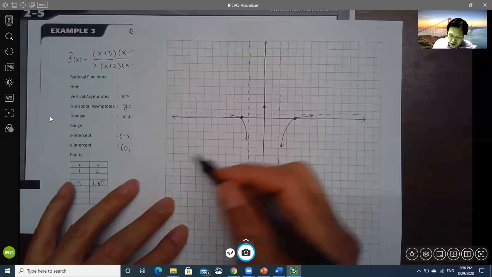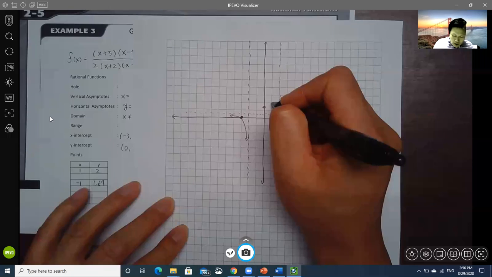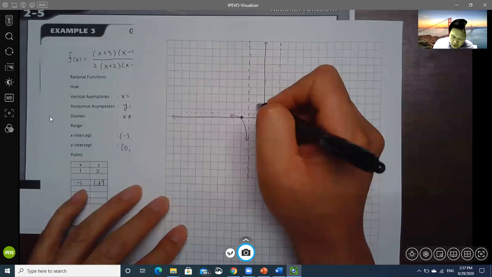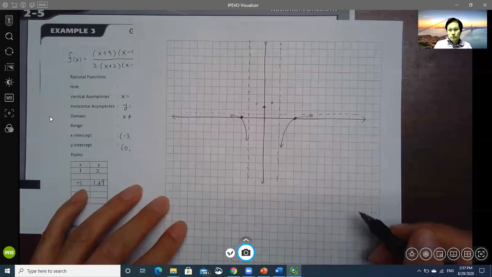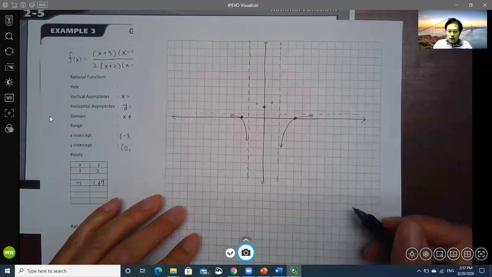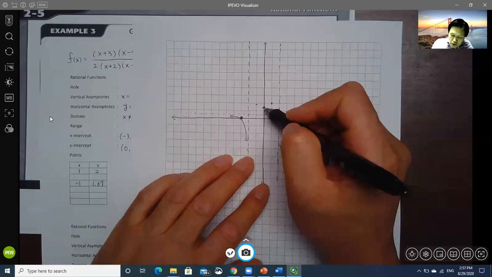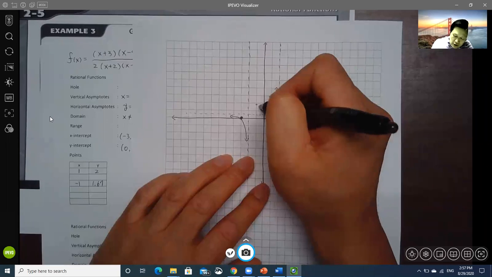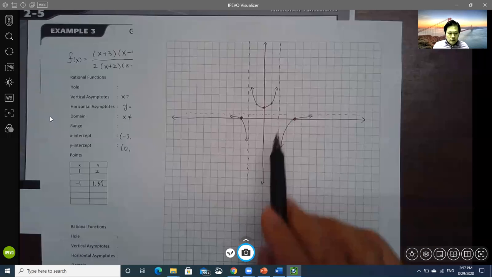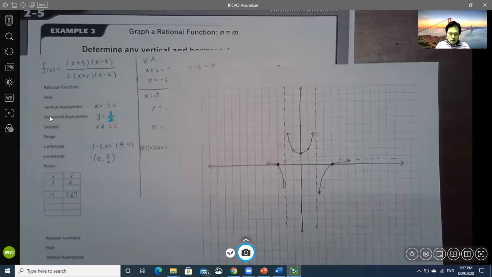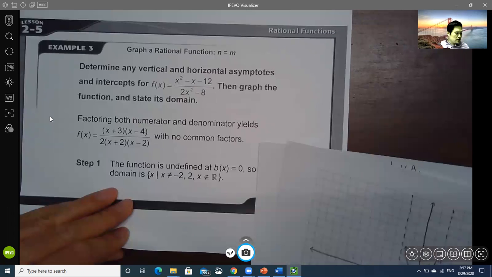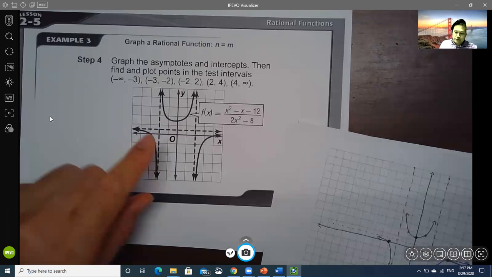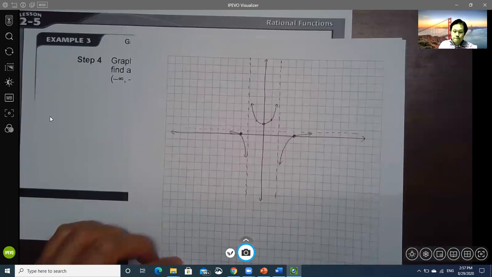So 1, 2 is right here. Minus 1, 1.67. I think that's pretty good. Because it's going up here, it's going up here. So without doing further points, I am very positive it would be shaped like that. So let's see if that was the case with our actual graph. Yes, that was the graph.